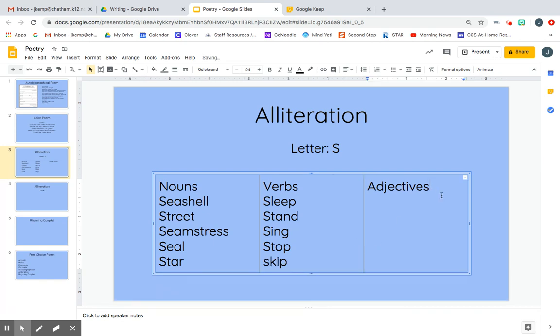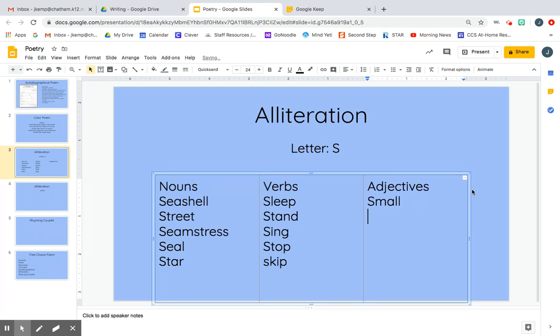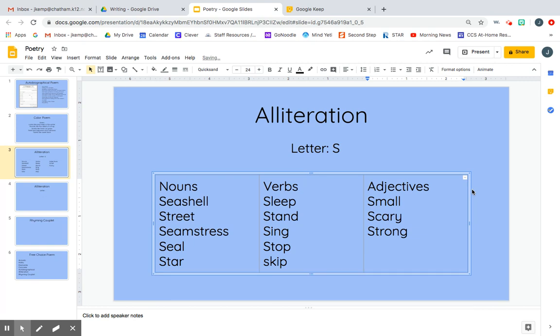And I'm trying to think of, how about skip? Okay. And now adjectives. Adjectives are words that describe someone or something. So, small, scary, strong, silver, which is a color. Color is an adjective. And silly.